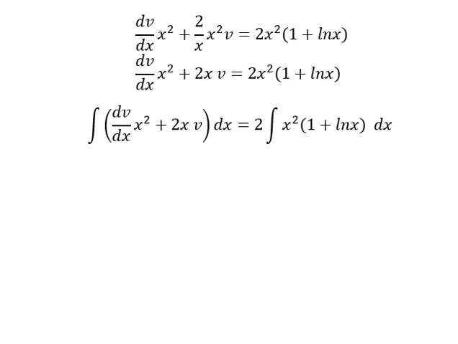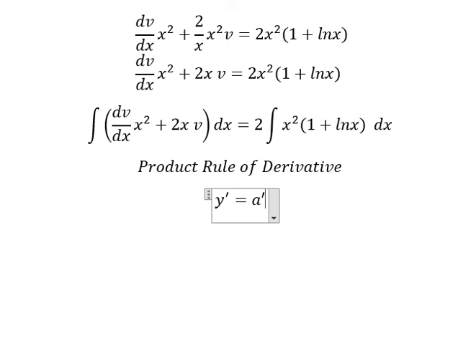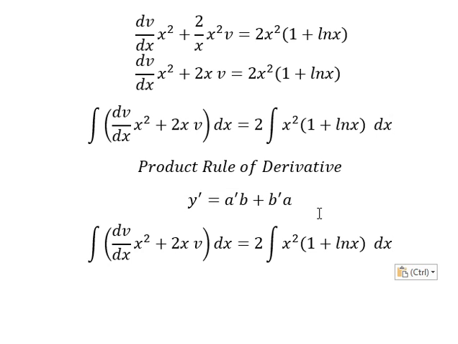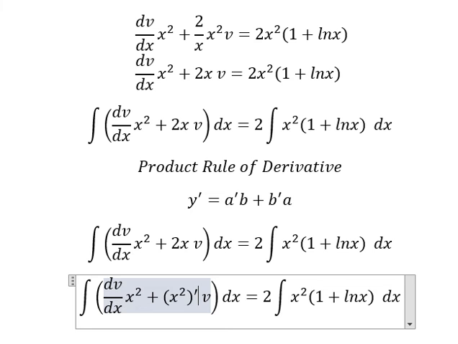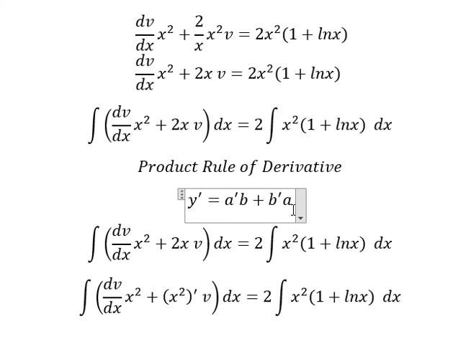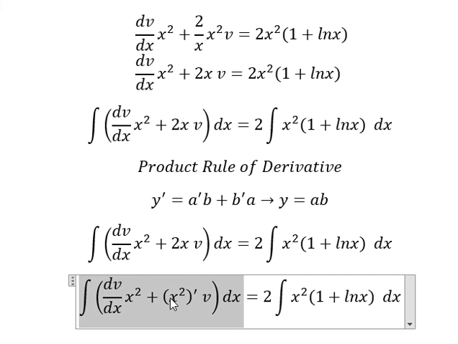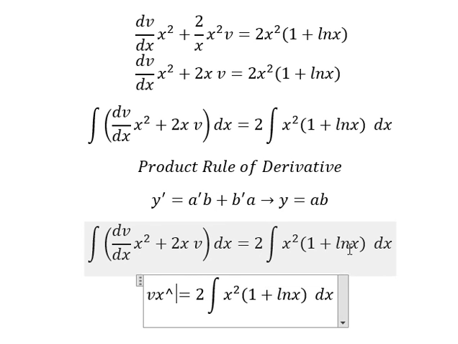Next, we can use the product rule of the derivative. So we have the first derivative of y equals the first derivative of a multiplied by b plus the first derivative of b multiplied by a. So we have the first derivative of a multiplied by b. This one we have the first derivative of b multiplied by a. So the integration of this one, we have y equals ab. So the integration of that one, we have v x squared.